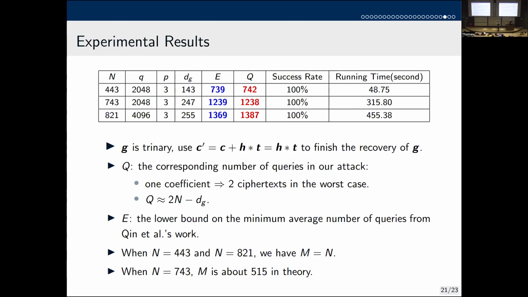This table shows the case of NTRU. Q corresponds to the number of queries. E is the lower bound on the minimum average number of queries, defined by previous work related to the LWE case, which means the Kyber case. Anyway, you have some theoretical bound. For example, here is 739, 742. You can see we achieve essentially the theoretical bound of what we know now about attacks.